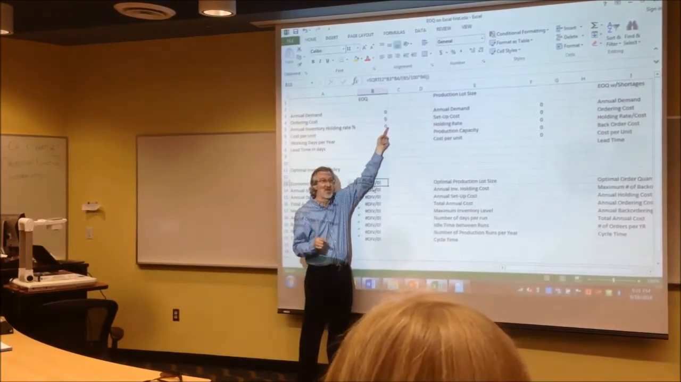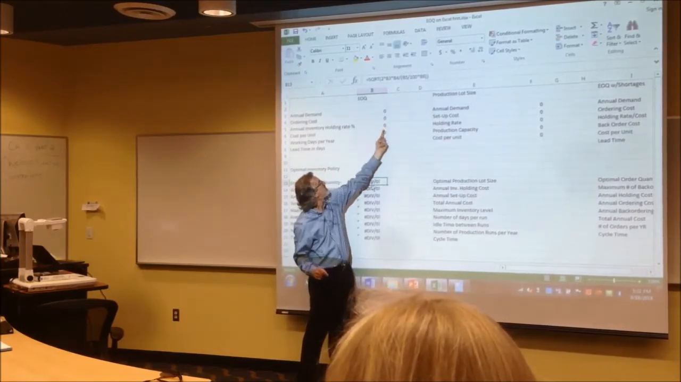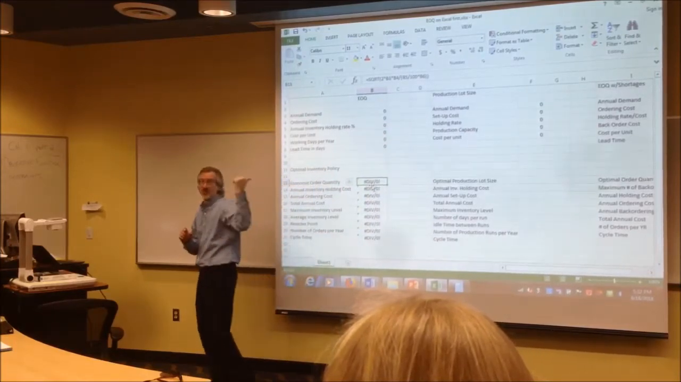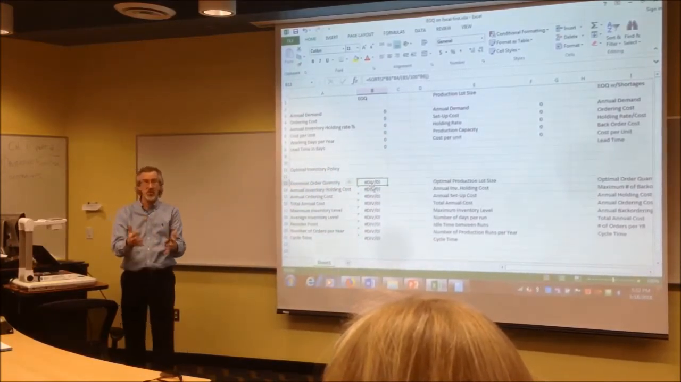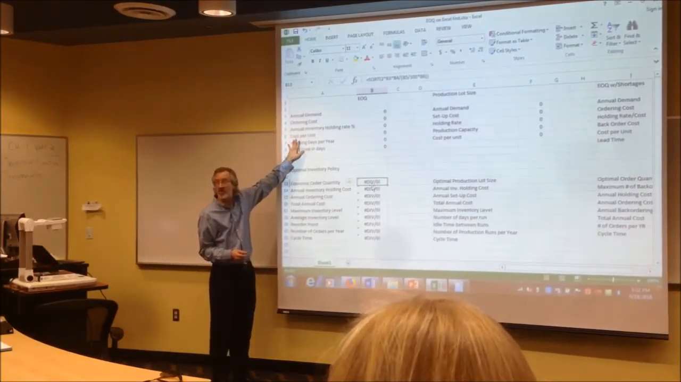So if somebody's going to enter 10%, 20%, I'm dividing it by 100 to turn it into a decimal. So if it's 20%, that will turn it into 0.2. If it's 10%, it'll be 0.1. Then it gets multiplied by the cost of one item.